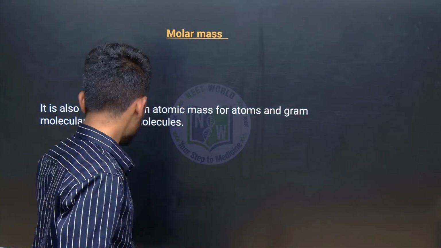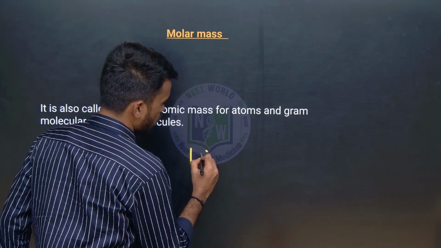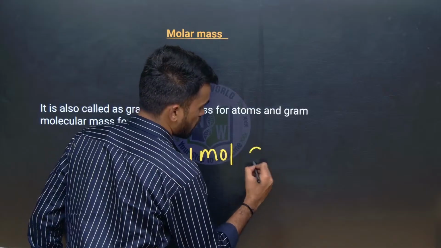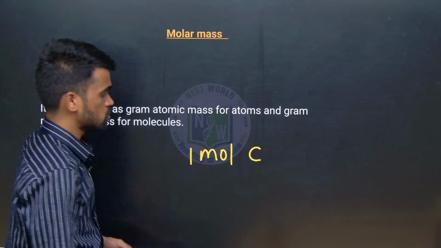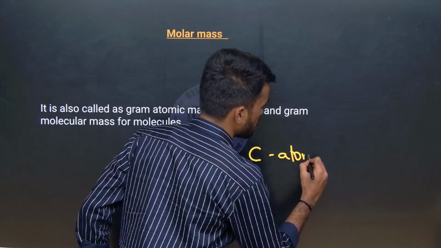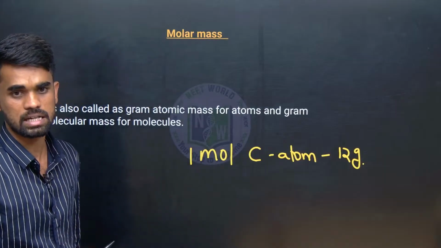Now if I take 1 mole of carbon, what is the mass of this 1 mole of carbon atoms? 1 mole of carbon atoms will have 12 grams. This is how we understood it in the last class also, right?